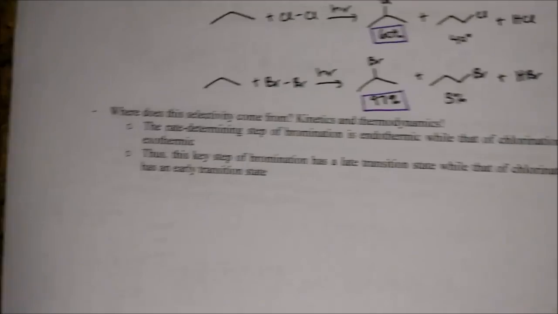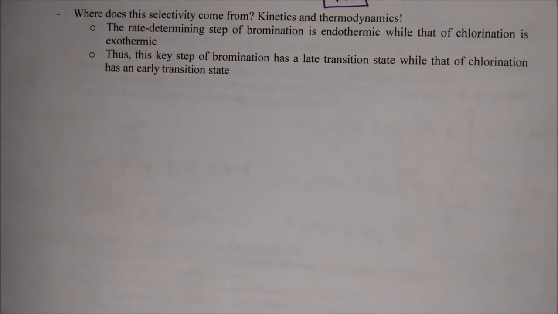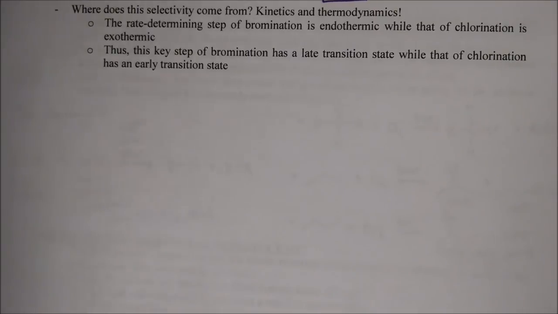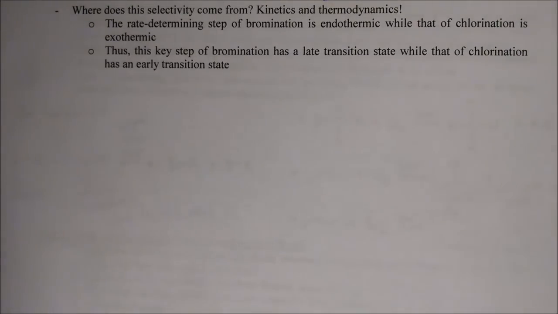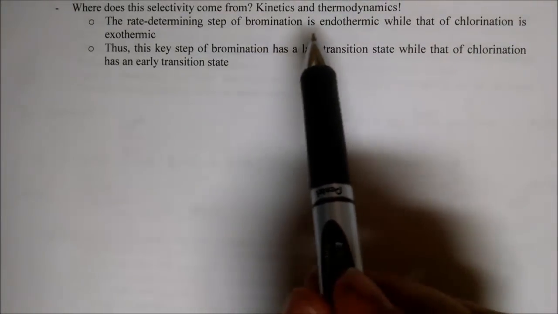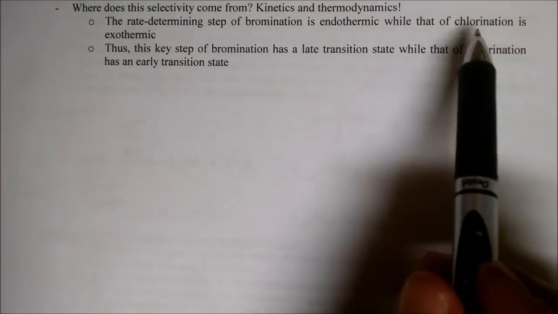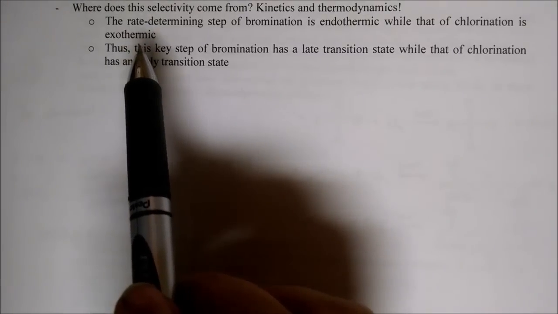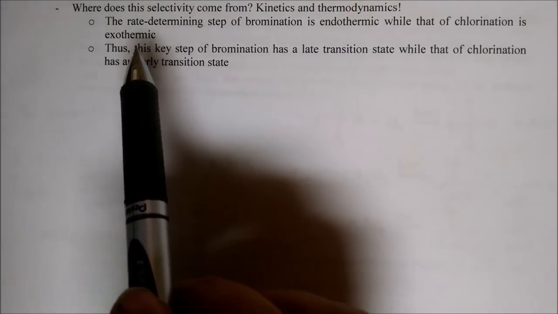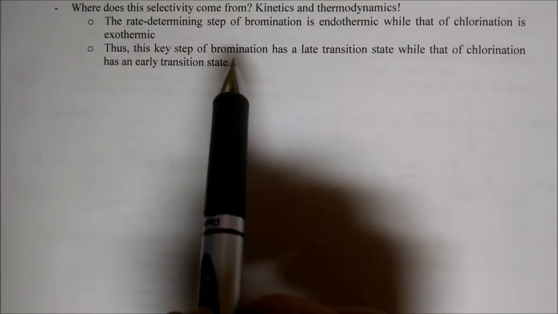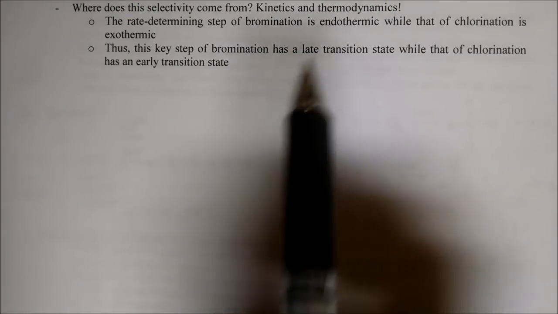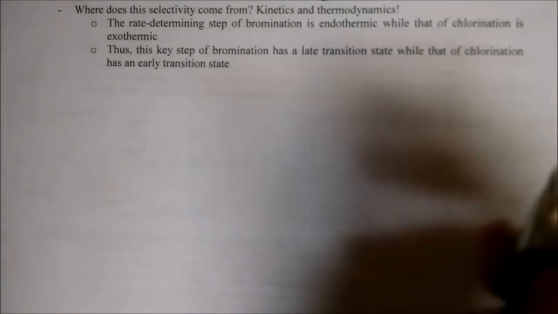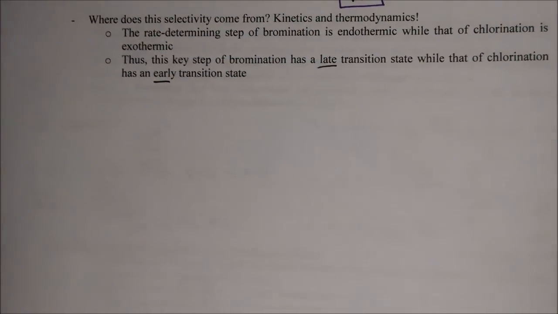And the answer belongs in those first two handouts we saw, kinetics and thermodynamics, from chapter 4. So the bottom line is that the rate determining step of bromination is endothermic, while that of chlorination is exothermic. So we're going to go through and calculate this. Again, we're not just talking about methane, so the calculations for the delta H's are going to be different. And so the key step of bromination has a late transition state, while that of chlorination has an early transition state. So we're going to see what this looks like. But first we have to calculate our enthalpies.